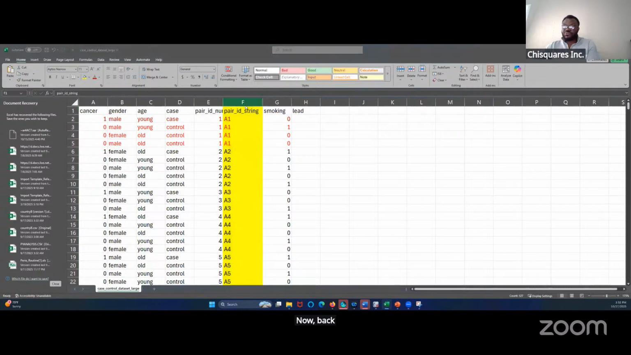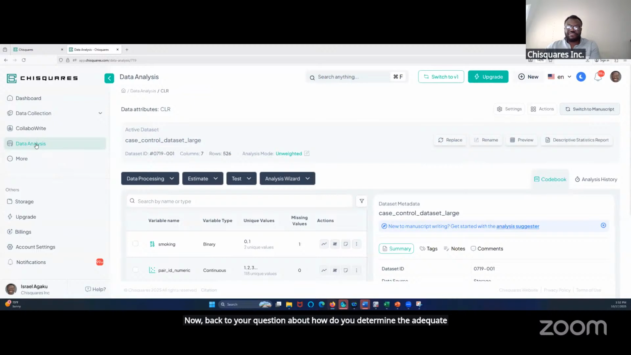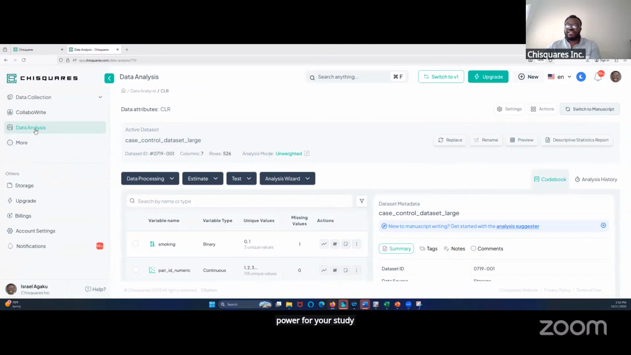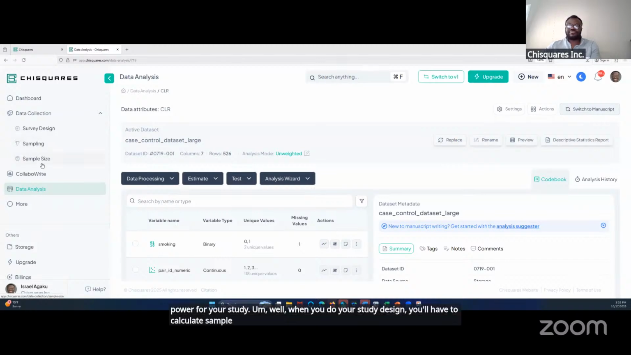Now, back to your question about how you determine the adequate power for your study. Well, when you're doing your study design, you have to calculate sample size.